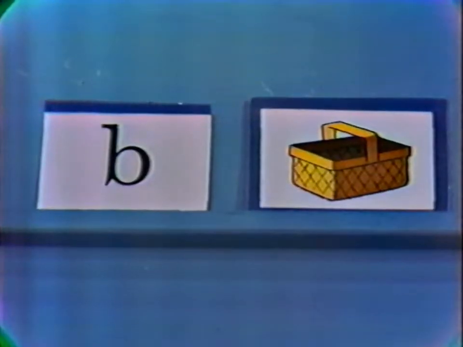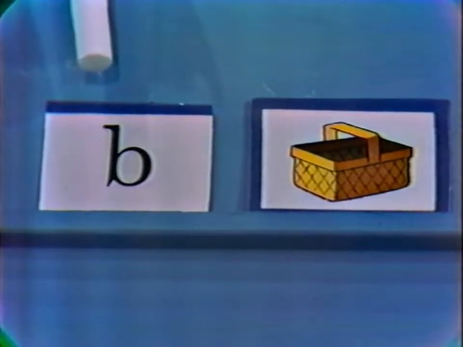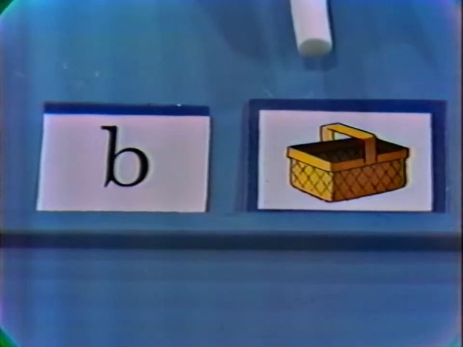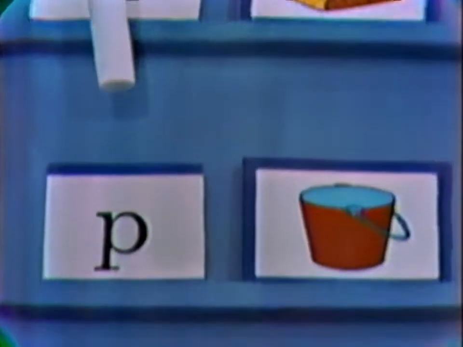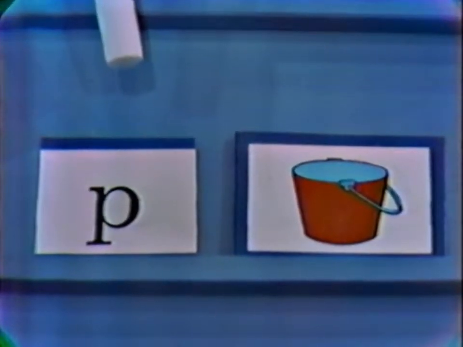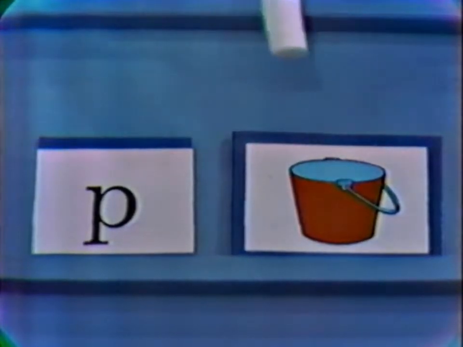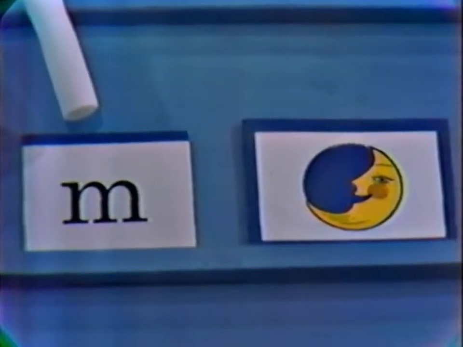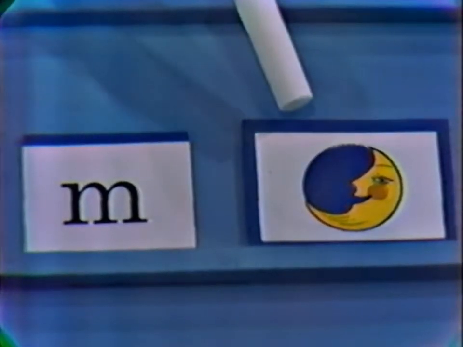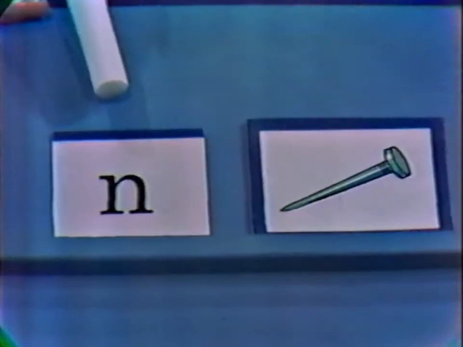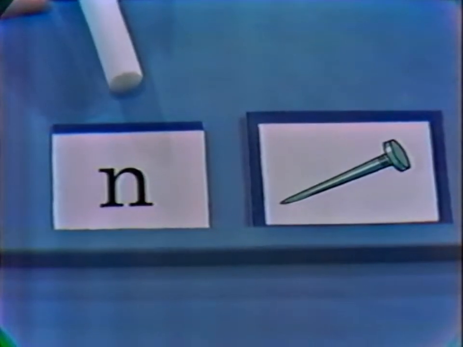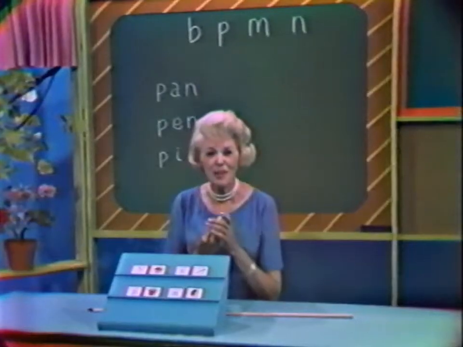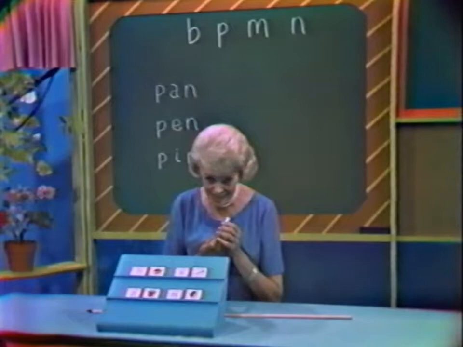Today's new letters are B with the sound of B as in basket, P with the sound of P as in pale, and M with the sound of M as in moonlight, and this is an N with the sound of N as in nail. And we have a song to help us practice.